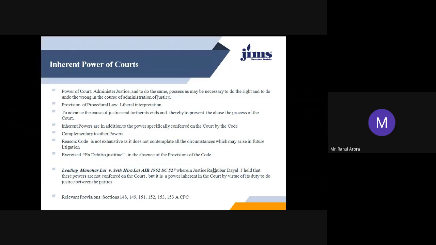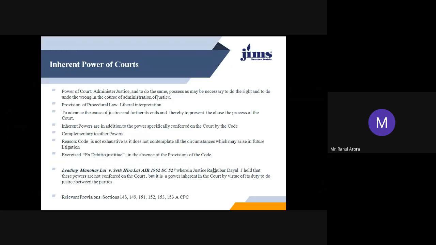As such, some powers are inherited by the courts themselves, and they inherit certain powers by virtue of being the court. As such, these powers are largely based upon equity, justice, and good conscience.